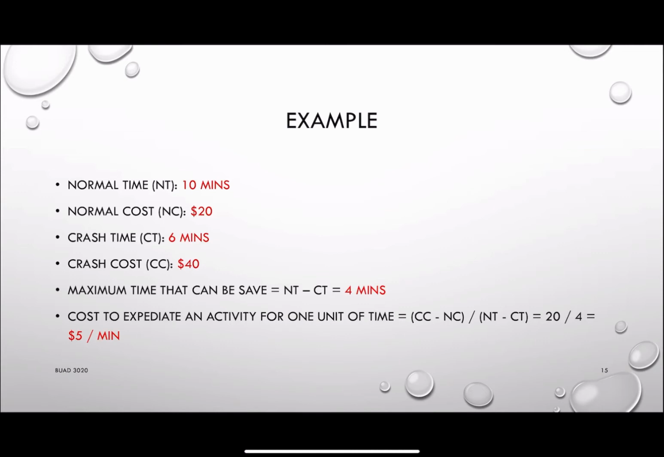So for example, if the normal time is 10 minutes and the normal direct cost is $20, the crash time is 6 minutes and the crash cost is $40, then the maximum time that can be saved will be 4 minutes. So it will be 10 minutes subtracted by 6 minutes, equal to 4. And the cost for you to expedite an activity for 1 unit of time will be 20 divided by 4, which is 5. Because we know we will be able to reduce the time from 10 to 6, and we just need to pay $20 in addition. So $20 divided by 4, that will be 5.